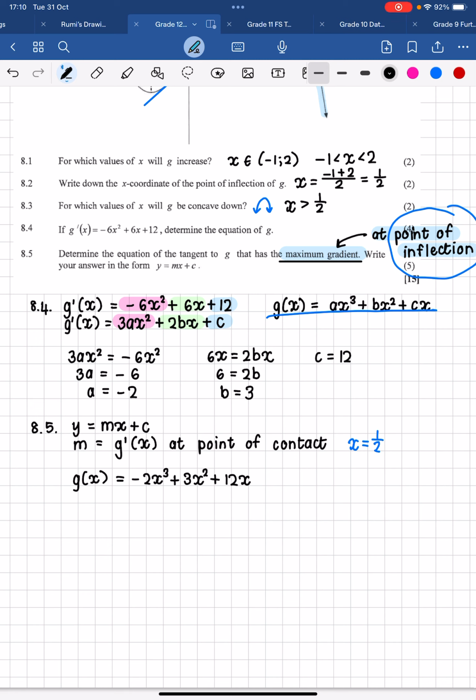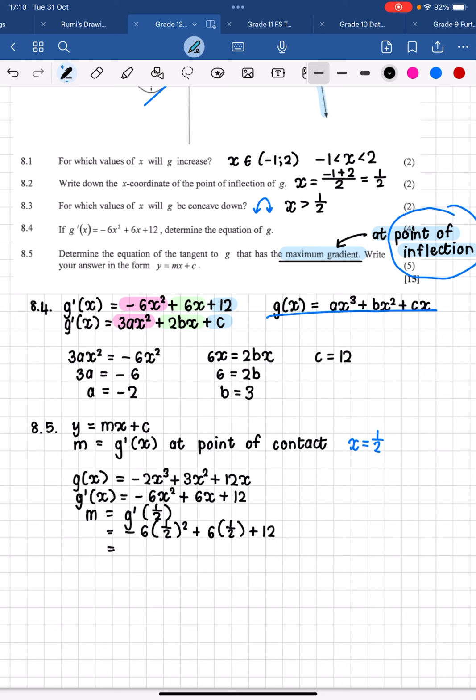But I'm just remembering now, they've actually given us the derivative already, right? So we don't still have to find the derivative. They gave us that in the previous question. So g dash x was actually equal to negative 6x squared plus 6x plus 12. There we go. Now the derivative is going to be, so the gradient is going to be the derivative at a half, at the x value of the point of contact. So we're going to say negative 6 times a half squared plus 6 times a half plus 12.